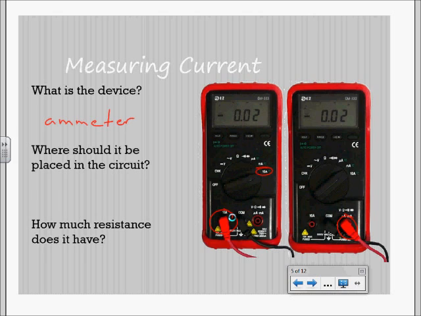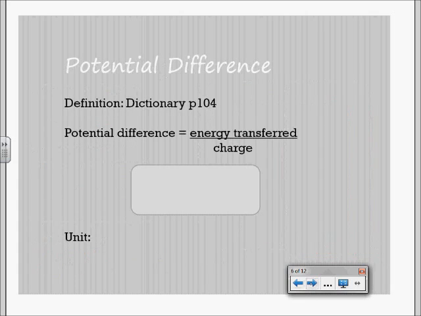So right, in terms of your notes, measuring current: measured with an ammeter placed in series in the circuit, and it has negligible resistance. All right, so in terms of a circuit, ammeter, resistor in series. So just note those key points down there.